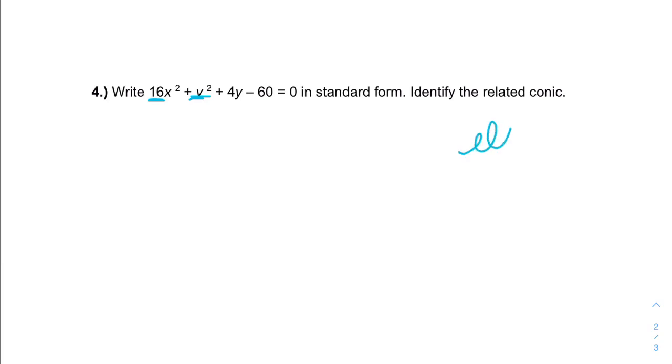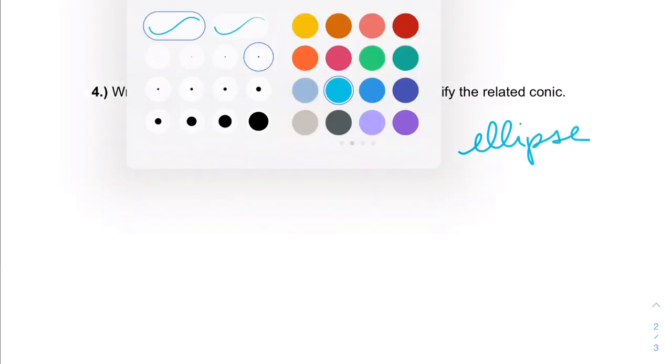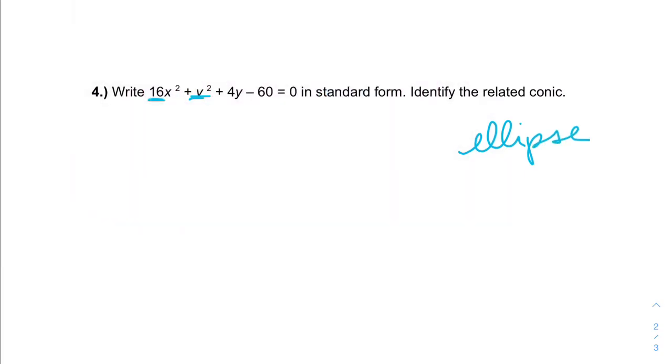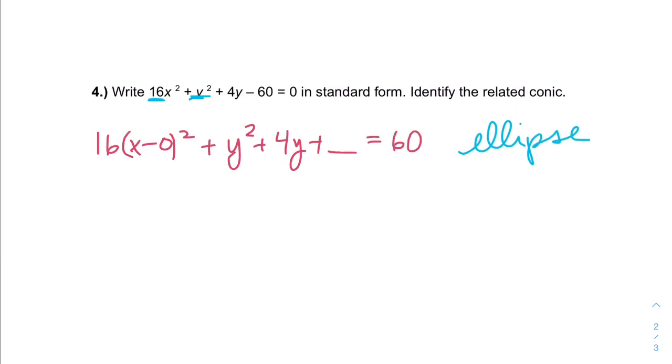is also going to be an ellipse, but just by looking at it, I can't determine if it's going to be vertical or horizontal, so we have to put it in standard form in order for us to figure that out. There's only one x, so that's already a complete square, and the y's, I'm going to have to complete the square for that. The 60 gets moved over.